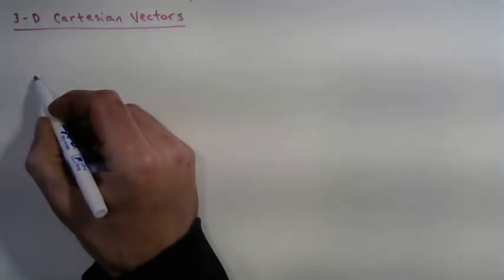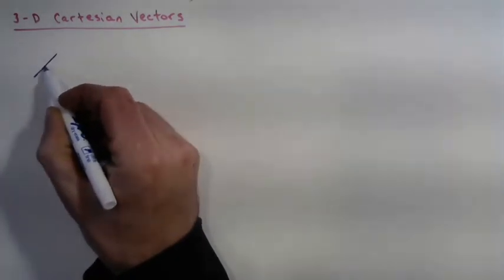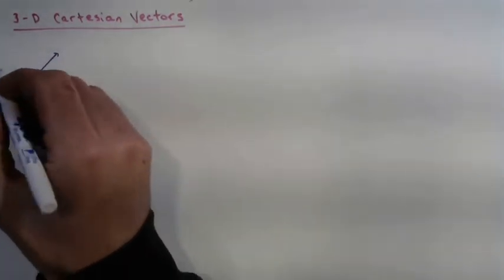Just like when we were working in 2D space, we could take any vector and represent it as a Cartesian vector by simply moving its tail to the origin. So all I'm going to do here is take any vector, okay? There's our vector, vector v.